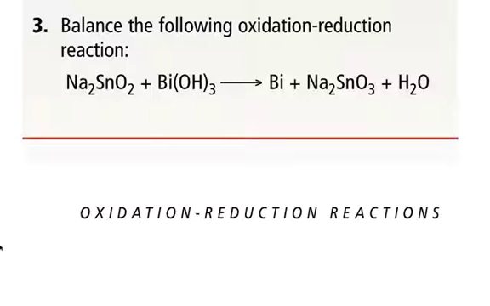Okay, so here's one from your book. The first thing, it says balance the oxidation reduction reaction, and we want to do it by the half reaction method. So the first thing we have to do is identify what's being oxidized, what's being reduced. Right away, what stands out to me is bismuth is by itself at 0.